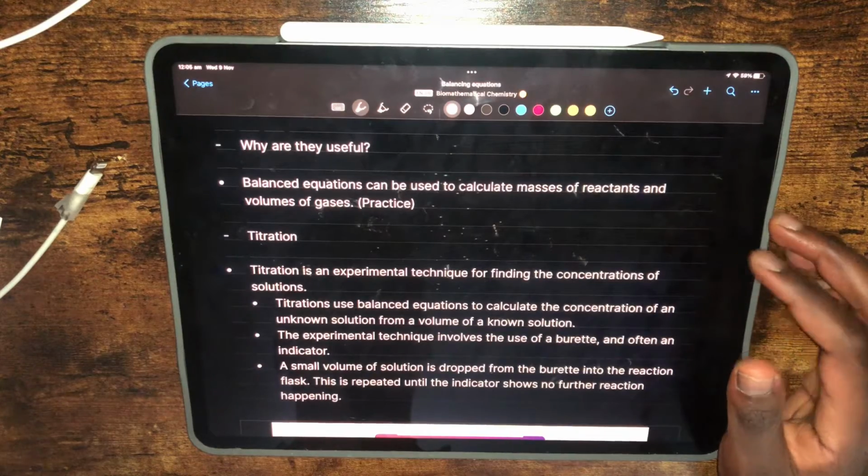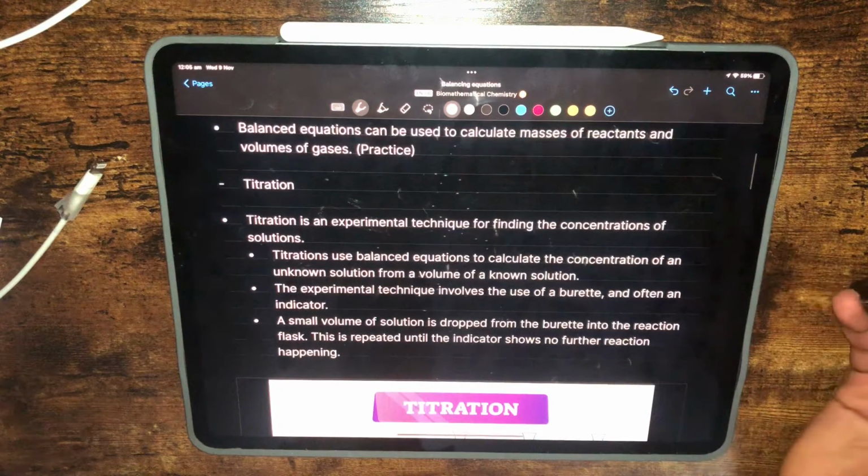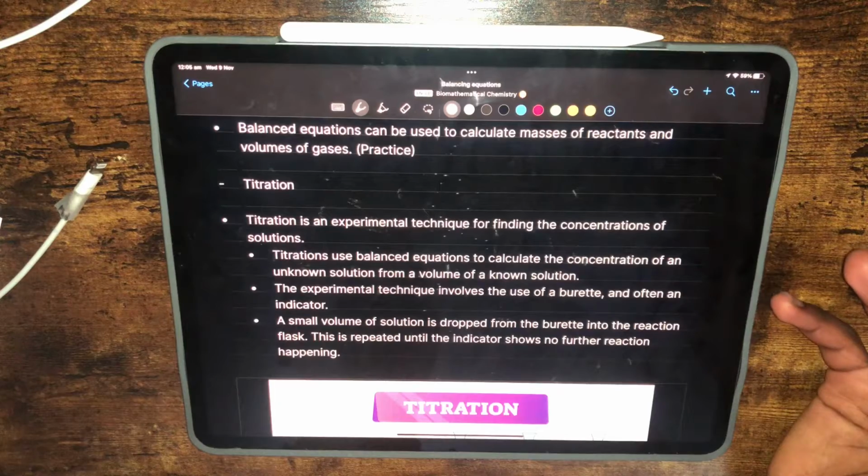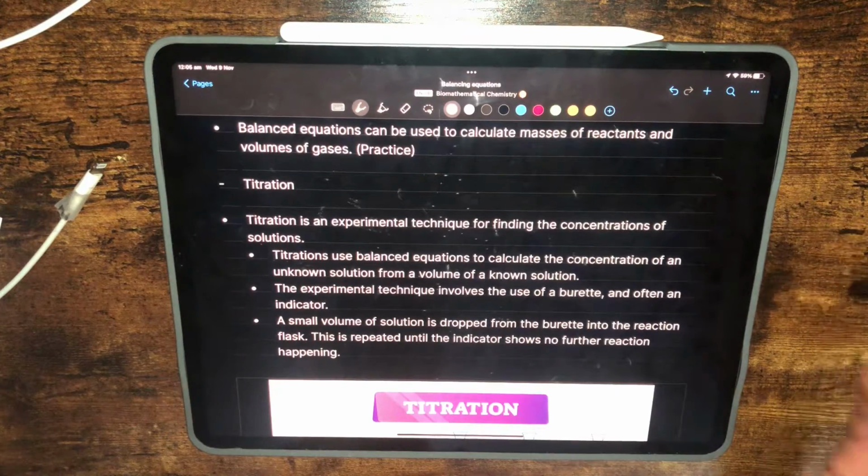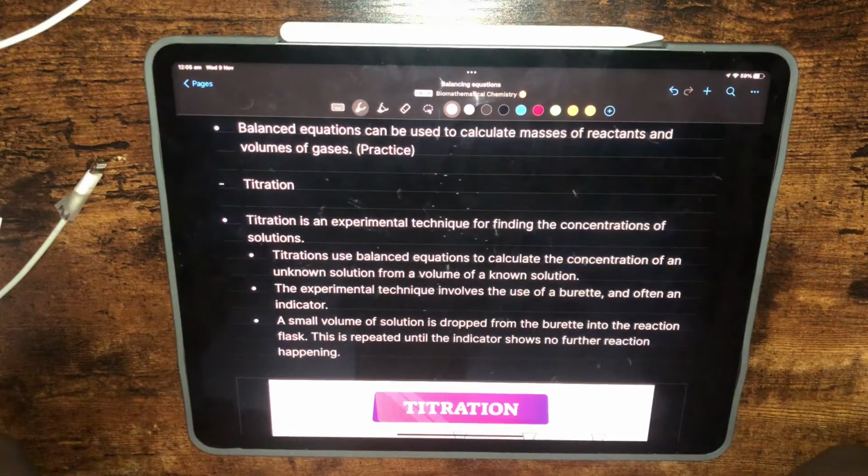So one of the things is titration. If you did triple science, you would know more about titrations. But if this is the first time, then titrations are an experimental technique for finding the concentration of solutions. Titrations use balanced equations to calculate the concentration of an unknown solution from a volume of a known solution. The experimental technique involves the use of a burette and often an indicator. A small volume of solution is dropped from the burette into the reaction flask, and this is repeated until the indicator shows no further reaction happening.